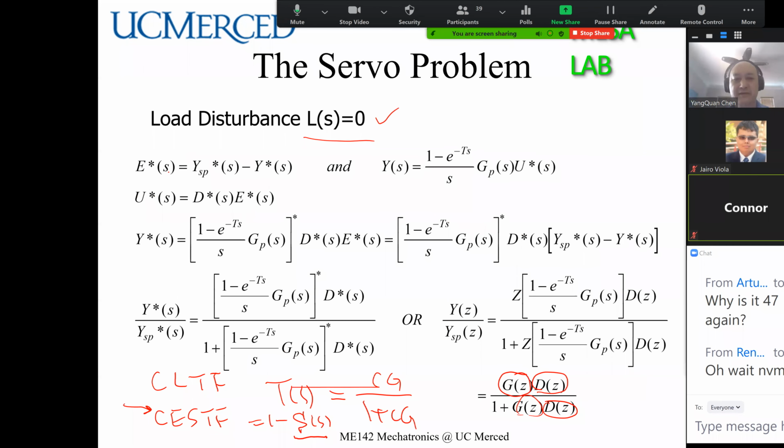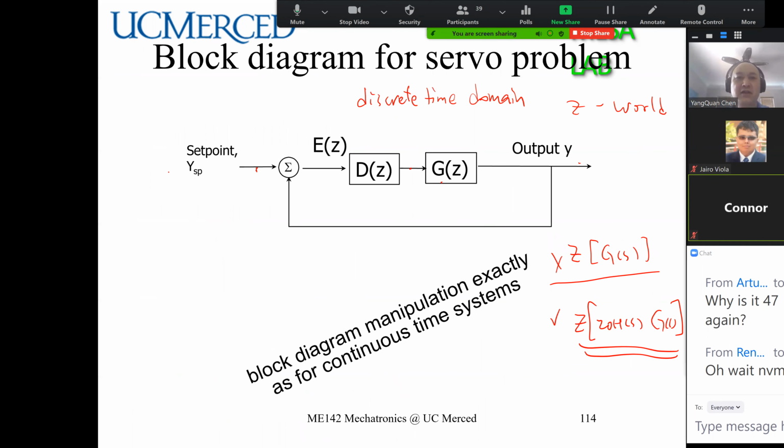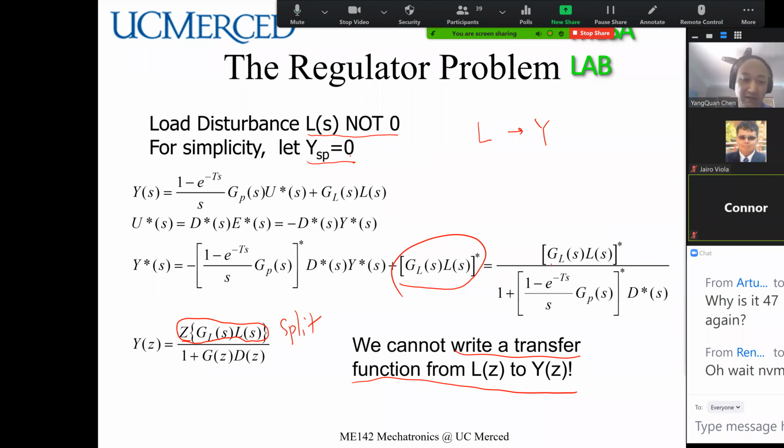And I think this part is pretty straightforward because we put the sampler in the right place. So everything looks right, like the transfer function here. In the end, in the discrete time domain, the Z world, I call it S world over Z world, you can write a block diagram like this for this set point problem. Again, make sure you do a ZOH. When you get this G(z), you need to keep this in mind: if you simply take the original G(s) and do the Z transform, this is wrong.